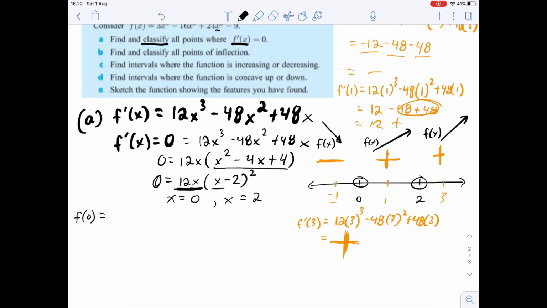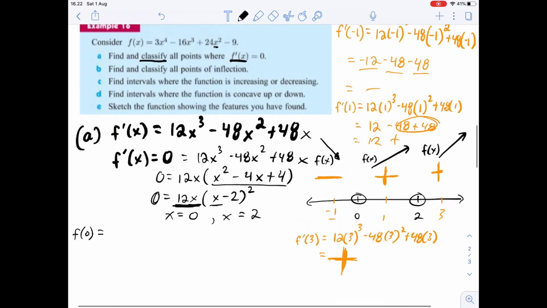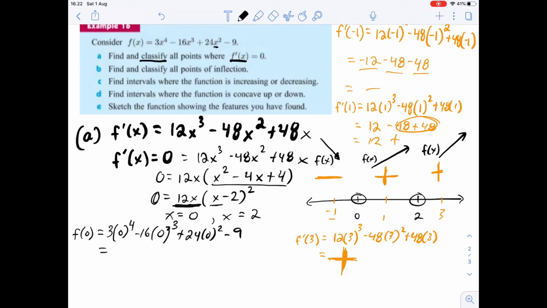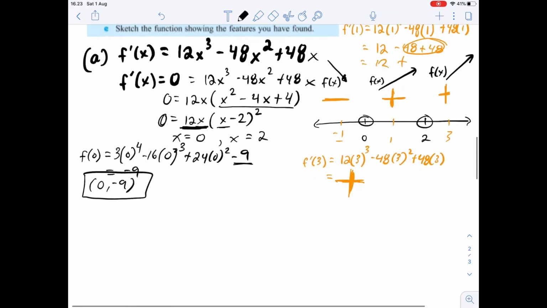So f of 0 is equal to, and for our sake, I'm going to try and do this as fast as possible, minus 16 times 0 to the 3 plus 24 times 0 squared minus 9. You can see that's going to be negative 9. So I have the point (0, negative 9). Okay, we'll come back to that in a moment.